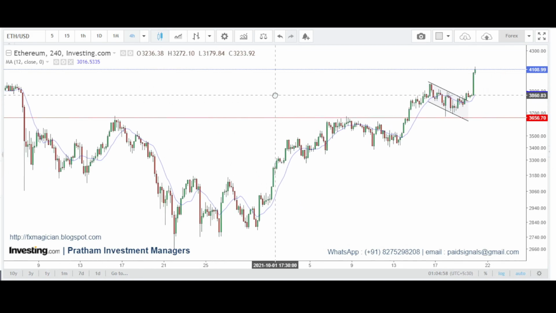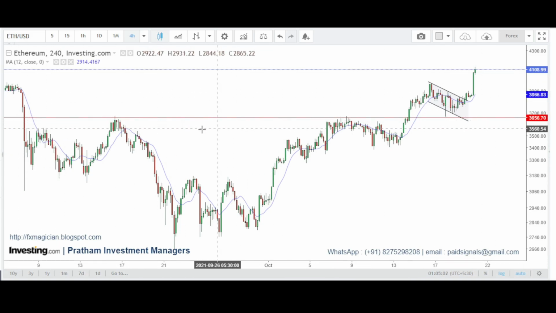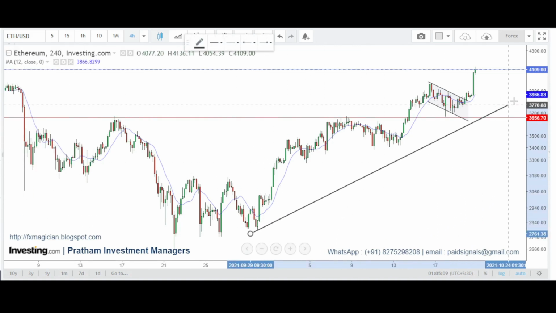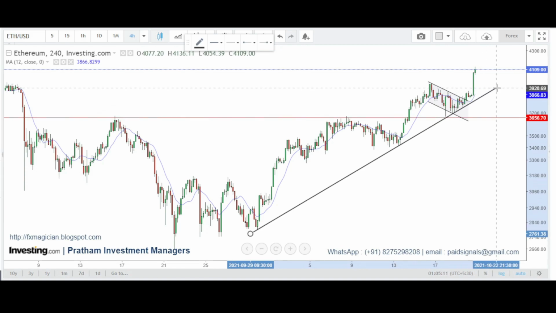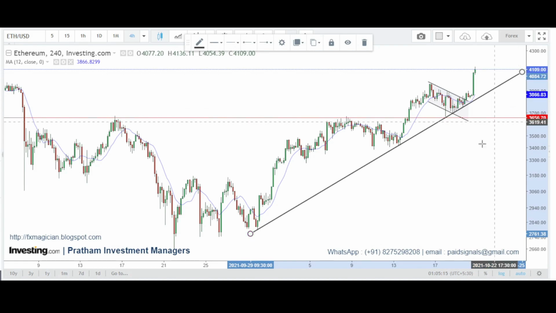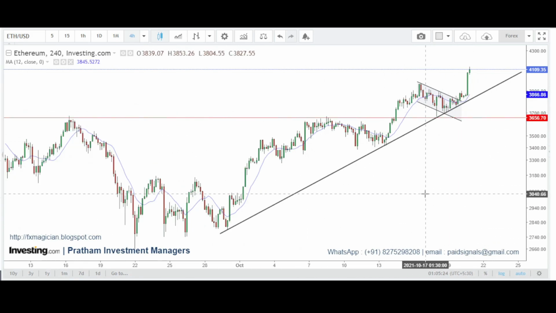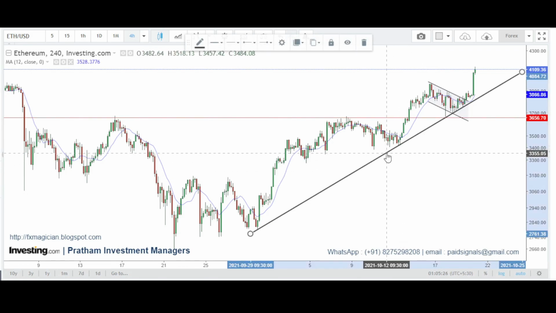I'm looking at a good formation at this level. I have drawn a line of resistance at some level. Then I will be drawing a trend line from this level. It will be a rising trend line having some strong supports around it. There are multiple points on the same trend line. So let's see how it works and how we will be looking at the further price action.